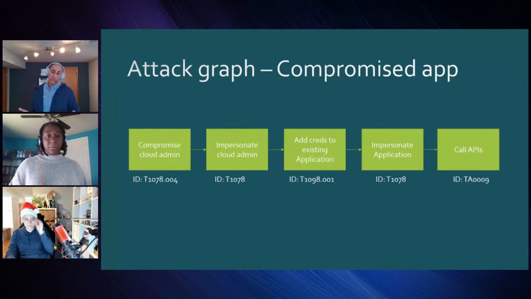And what attackers will usually do is they'll pick an application that has, like, mail read or some other access to an important resource like email or SharePoint or some other thing. And they'll call the APIs to do that undetected.